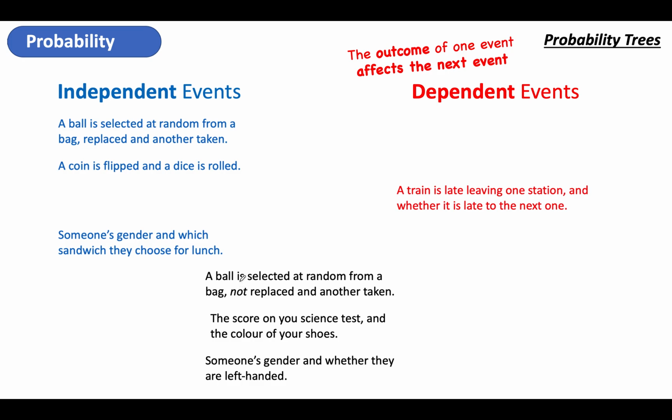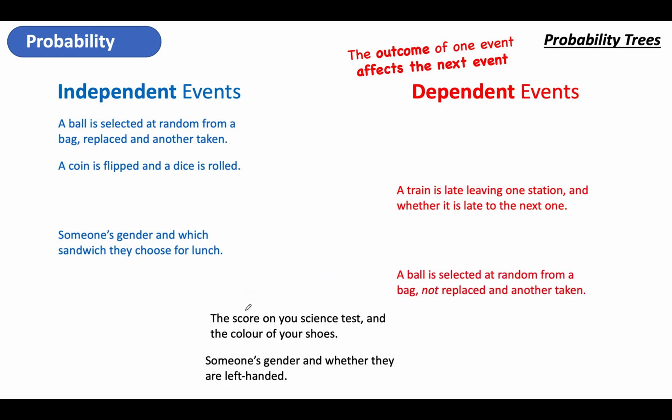A ball is selected at random from a bag, not replaced, and another taken. Now, the not replaced is the important bit, because this means it's dependent. So you've taken one ball out of the bag. There's now one fewer ball in the bag. And so the number of balls has changed, and depending which colour you've selected out of the bag, obviously that is going to change things. If you selected the blue, there's one less blue, but if you selected a red, there's one less red. So that does affect it. The first outcome affects the probabilities for the next outcome.